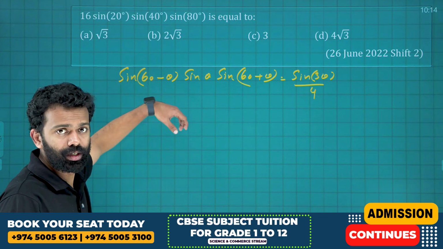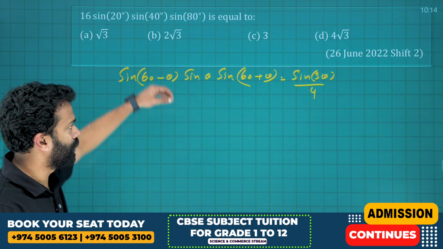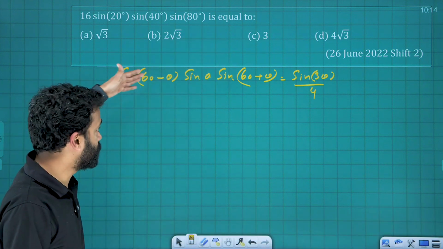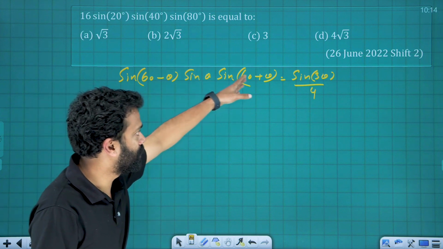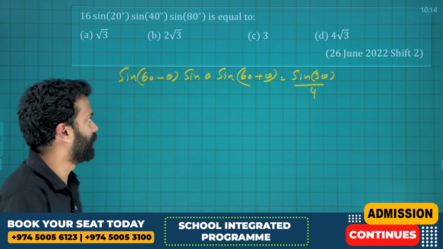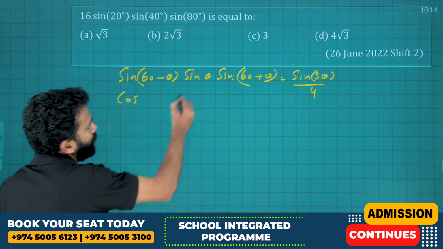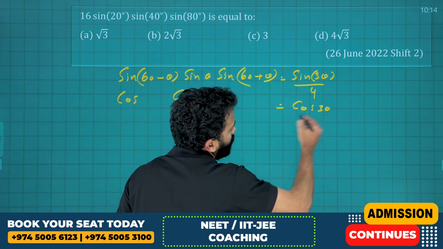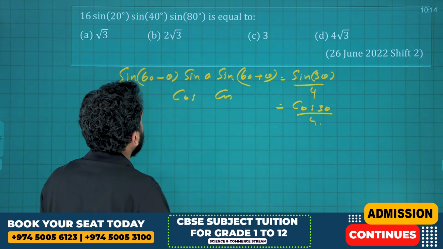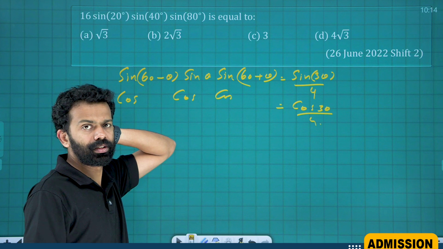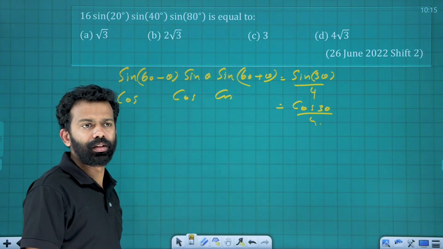Same goes for cosine also. That is cos of 60 minus theta into cos theta into cos of 60 plus theta is equal to cos 3 theta by 4. For sine and cos, it will be the same. But for tan, it will be like tan of 60 minus theta into tan theta into tan of 60 plus theta, the value will be tan 3 theta by 4.